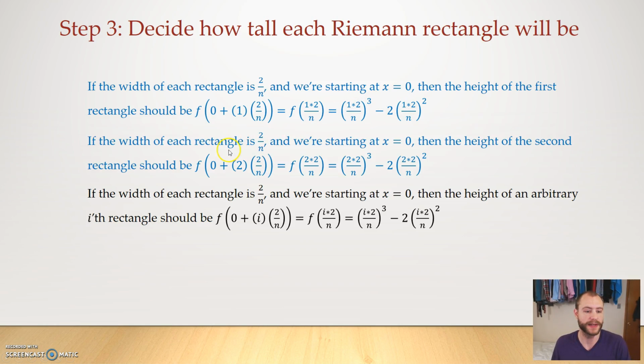Okay, if the width of each rectangle is 2 over n and we're starting at x equals 0, then the height of the second rectangle should be, and again, just a reminder, you don't have to do this first and second rectangle part.